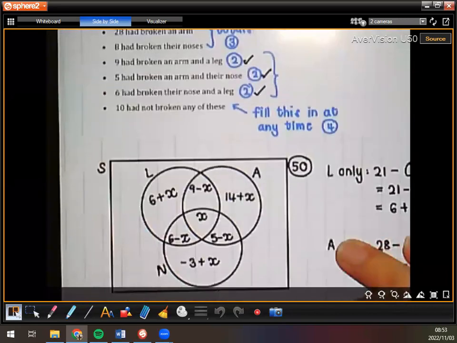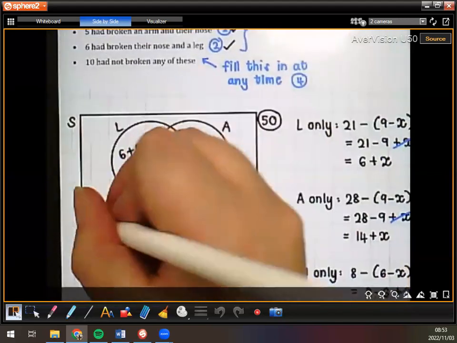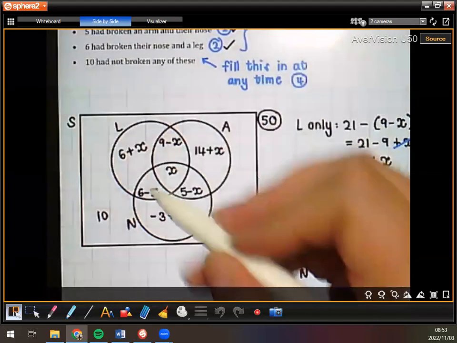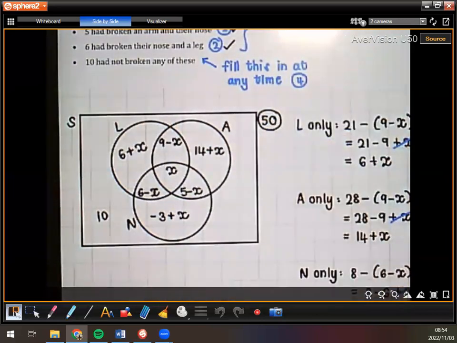Now guys, what we also still need to do is step 4, and we haven't actually filled in how many have not broken any of these, so 10. So you can put the 10 anywhere in the block. I usually put it on this side, but that's fine, anywhere outside of those 3 circles, you can put that 10. And now step 5 is when we are going to have to add everything and make it equal to 50. And then use that to solve for x.